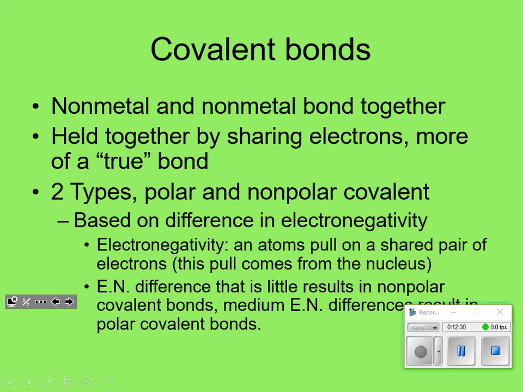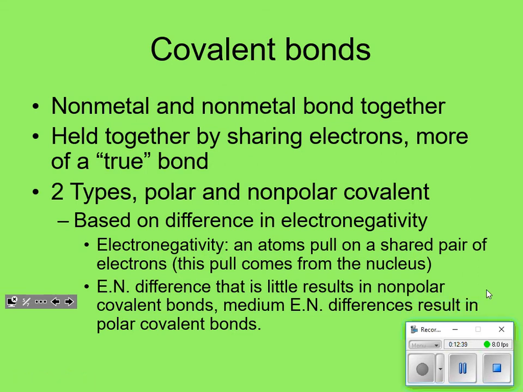The last thing I have on this slide, and I'm abbreviating electronegativity EN, is something we're going to cover a little more in the coming class periods. We are going to look at the electronegativity values of different elements. If the electronegativity of the two bonded elements is a very small difference, that's called a nonpolar covalent bond. If there's a medium difference in electronegativity, we call it a polar covalent bond. And if there's a high difference, which I didn't include on the slide, that would be an ionic bond.